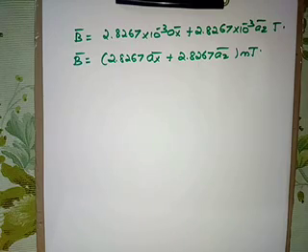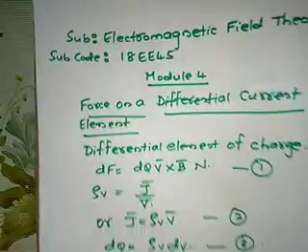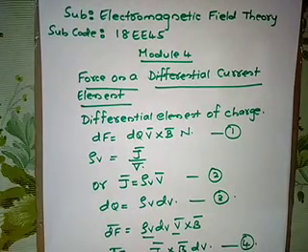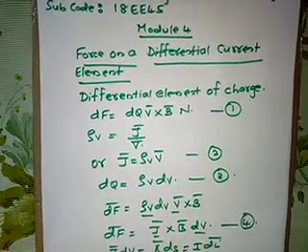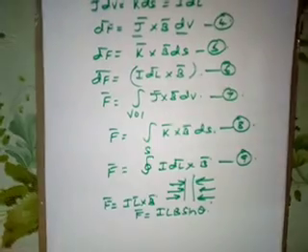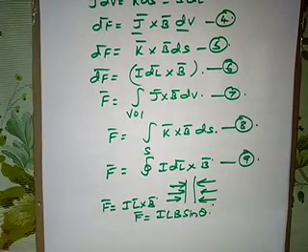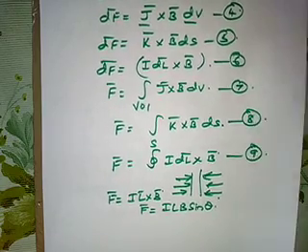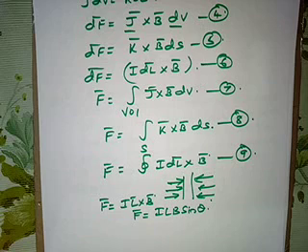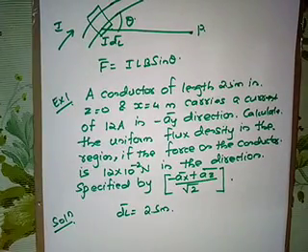I hope everybody has understood, students. In today's class we have taken up a topic on force on a differential current element. Then we have gone through various equations that come under force on a differential current element. The main equation here is F is equal to IL into B bar. That is our main equation under this topic. Then we have solved an example based on the equation F is equal to IL into B. That is the equation of the force.